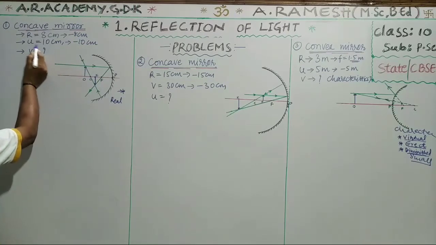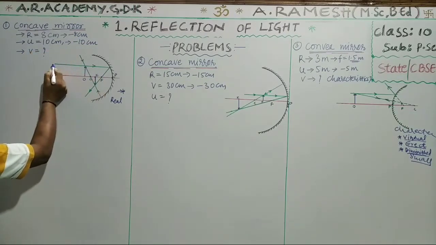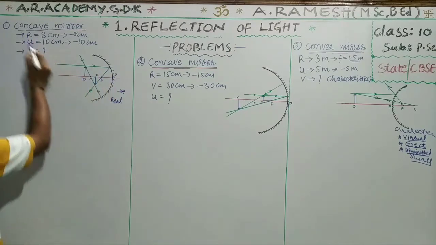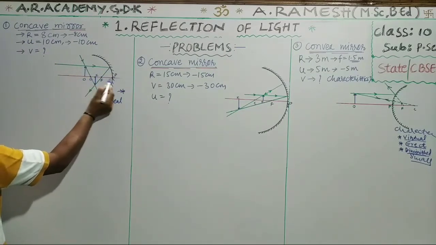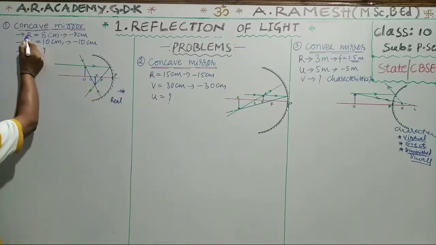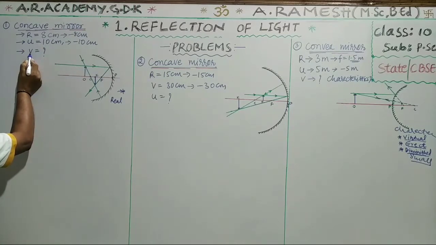Why? Because in this problem the light rays are coming in this direction. We measure the radius in the opposite direction. Up to here it is the radius, C to P is the radius. While measuring in this direction, we have to take R as minus. R is given, U is given, and he asked us to find the image distance.